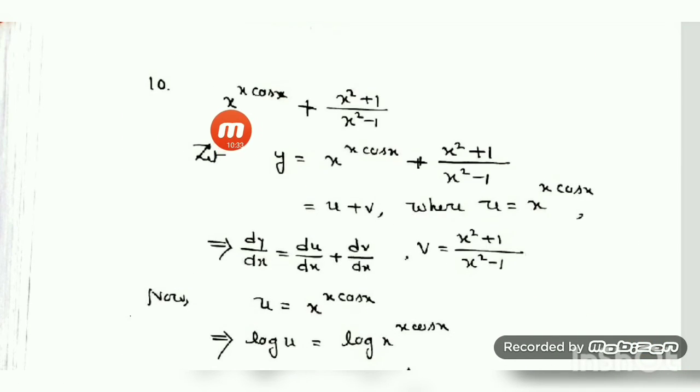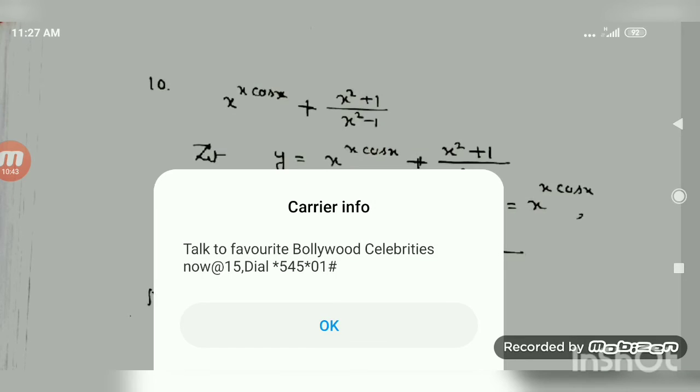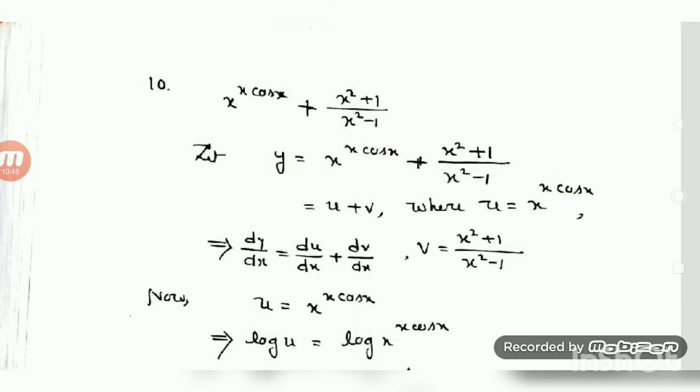Your question is x to the power x cos x plus x square plus 1 by x square minus 1. Here also a sum of two functions is present. If you want to do logarithmic differentiation, it will be easy if I name the functions. That's why I named the function as u and v, where u is equal to x to the power x cos x and v is equal to this much. Taking derivative, dy dx equal to du dx plus dv dx.